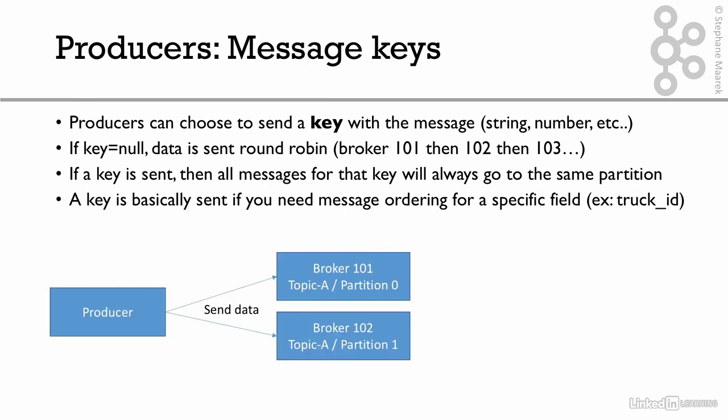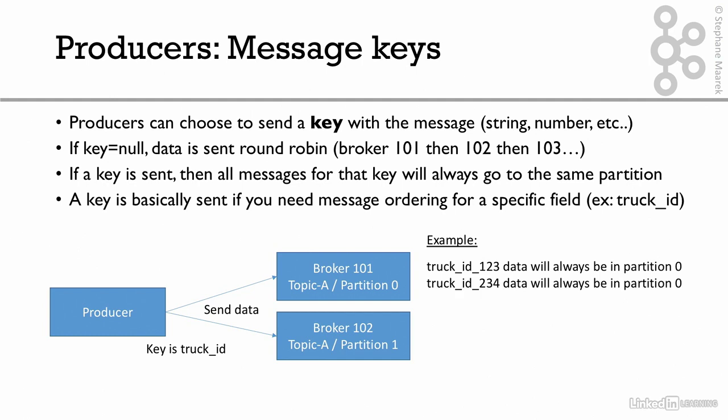So now we have our producer sending data with key equals truck ID. As an example, the data for truck ID 123 will always go to partition 0. Truck ID 234 also will always go to partition 0, but that's arbitrary. Truck ID 345 could be going to partition 1, and 456 will always go to partition 1 as well.